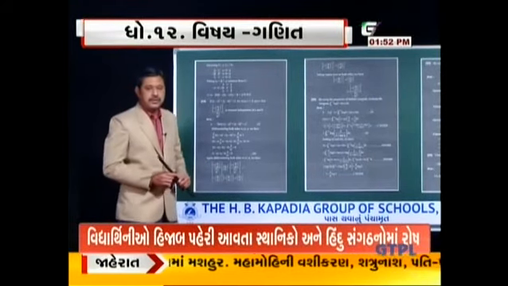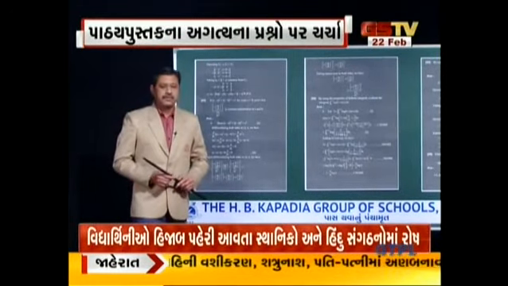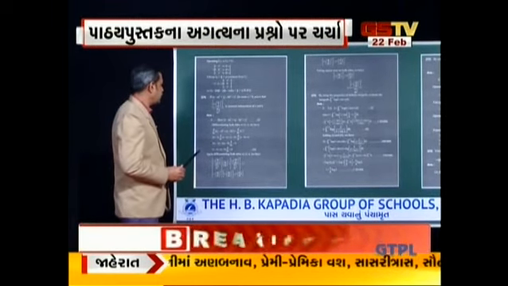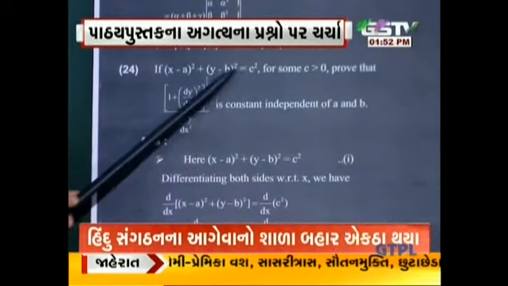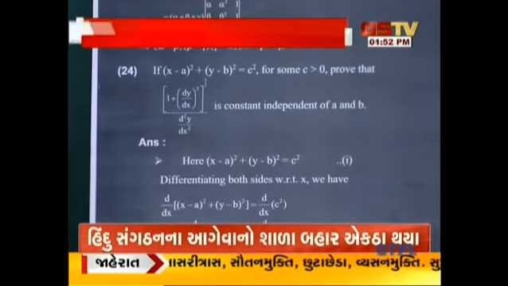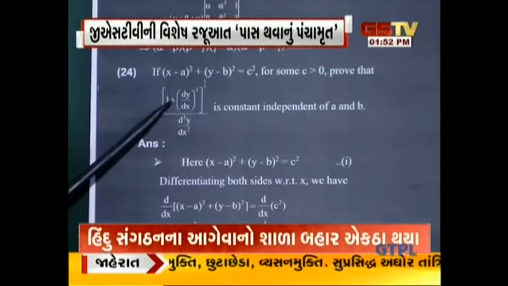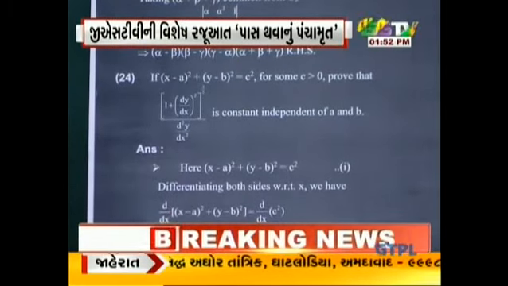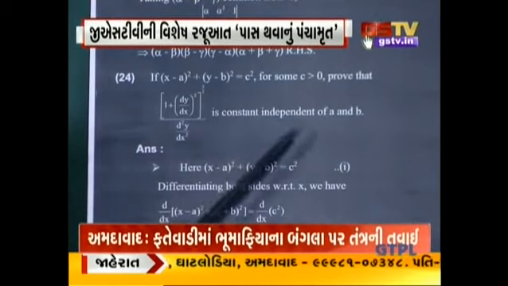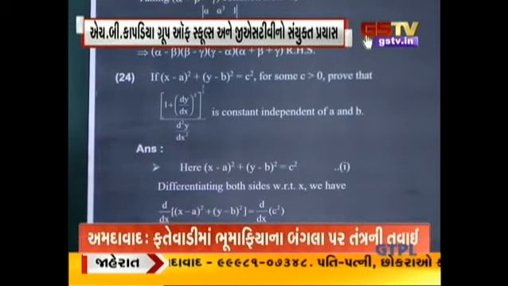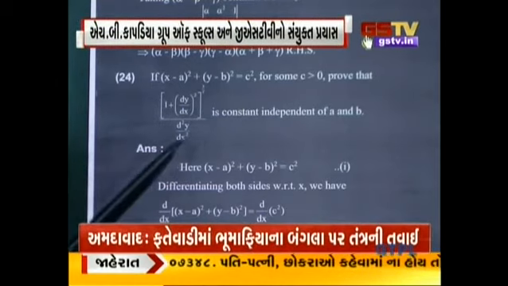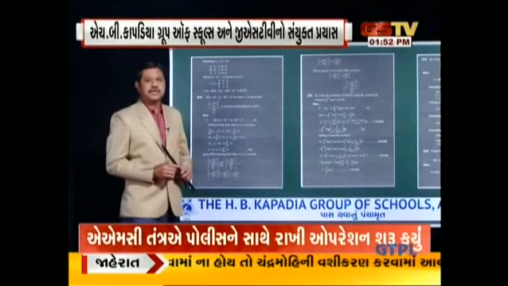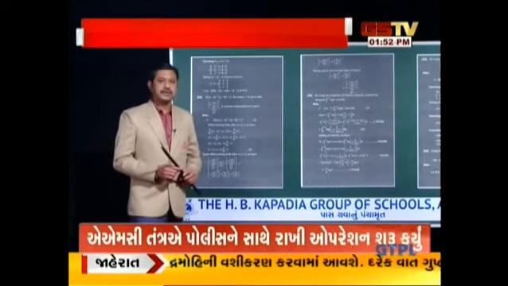One more important question for 4 marks from chapter number 5. If x minus a square plus y minus b square is equal to c square, then prove the result that 1 plus dy by dx square, power 3 by 2, upon d square y by dx square, is constant, independent of a and b. Means we have to prove the result is in constant form. Constant form means without any variable x or y.